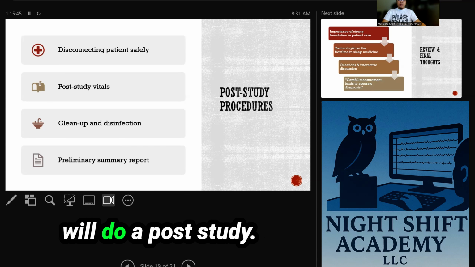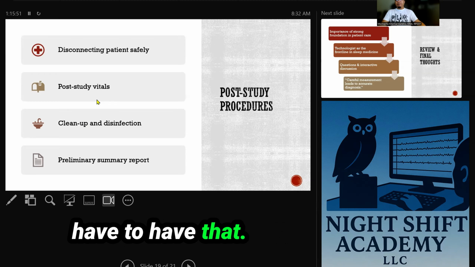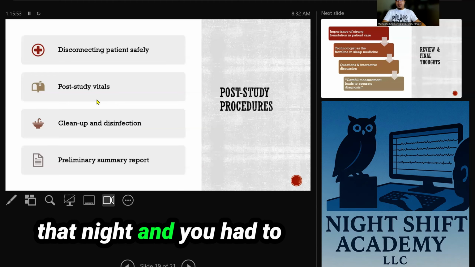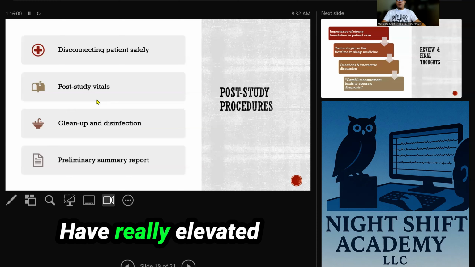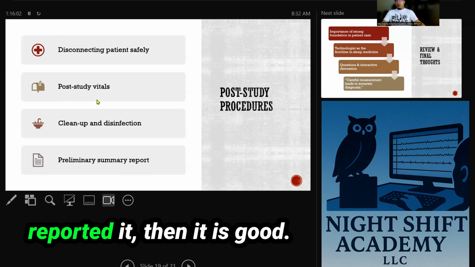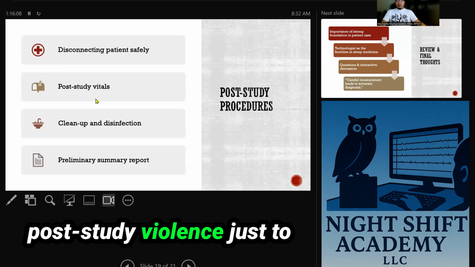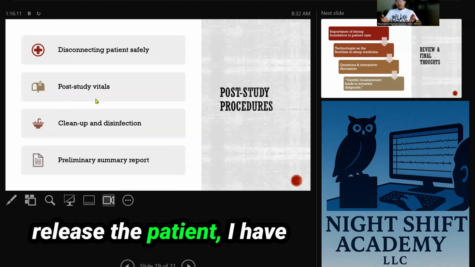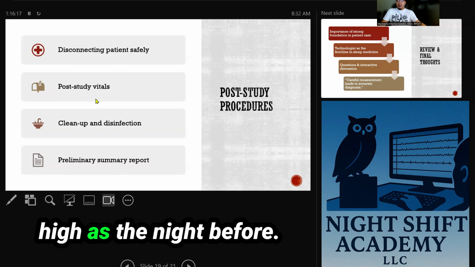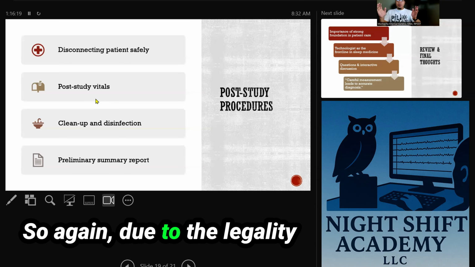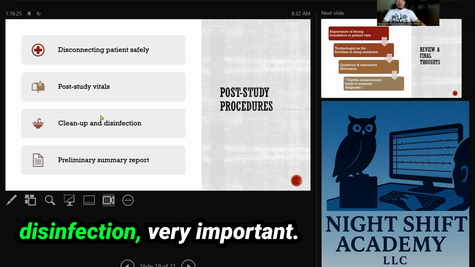And some sleep labs will do post-study vital signs, blood pressure, but we don't necessarily have to have that. If the patient came in that night and you had to redo the blood pressure because the patient had really elevated blood pressure and you reported it, then it is a good idea to have post-study vitals, just to make sure that before you release the patient, you have a record that the patient's blood pressure is now normal or not as high as the night before. So again, due to the legality of everything that you have done. And again, cleanup and disinfection, very important.